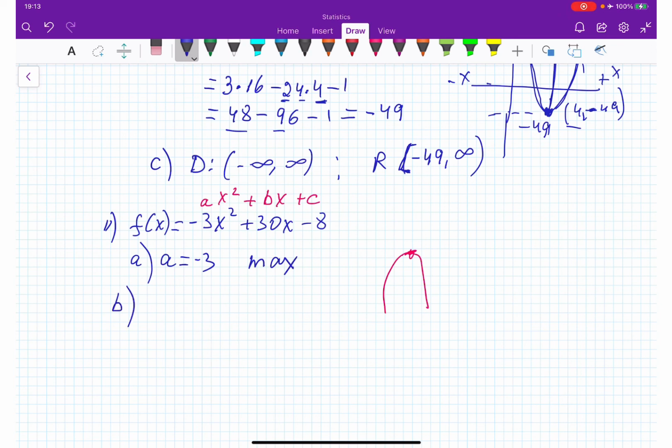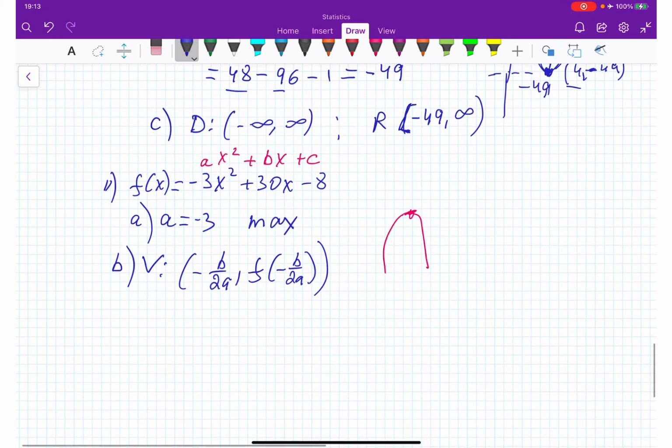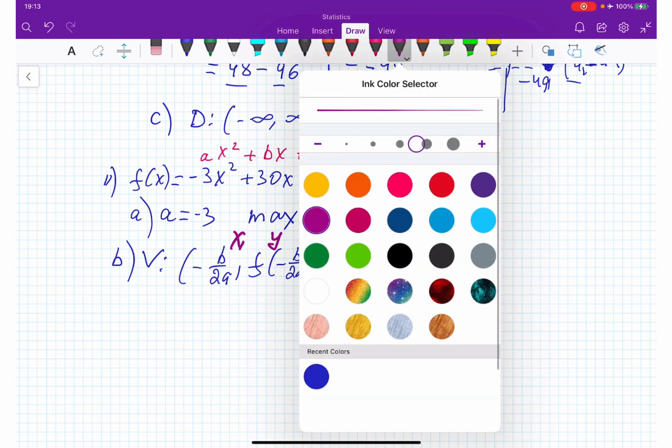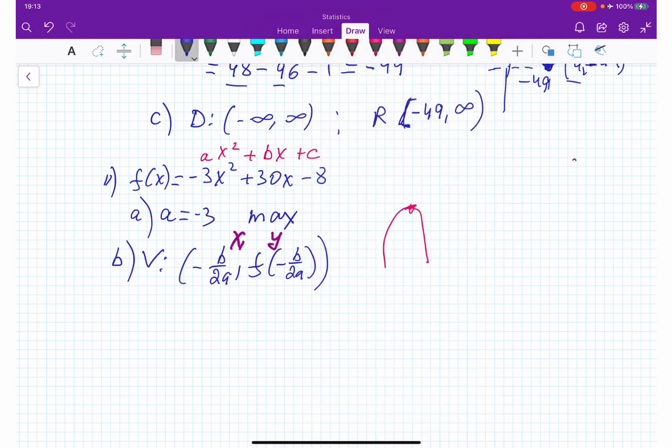B, coordinates of the maximum, which is the vertex. It's going to be the same way: negative b over 2a, and the function of negative b over 2a, so the x and y coordinates. So here x is equal to negative b, my b is positive 30, divided by 2 times a, which is negative 3. It's still going to be positive because I have a negative and 3 is negative. So it's going to be positive 30 over 6, which is 5.